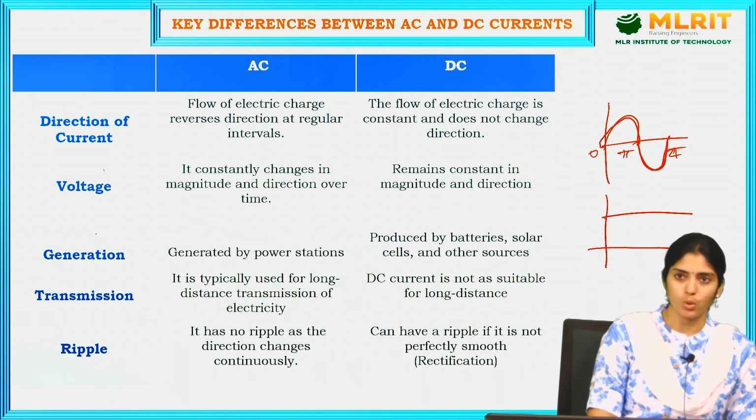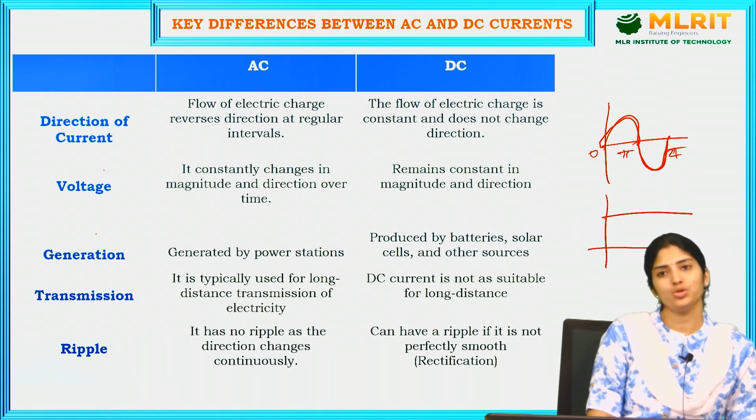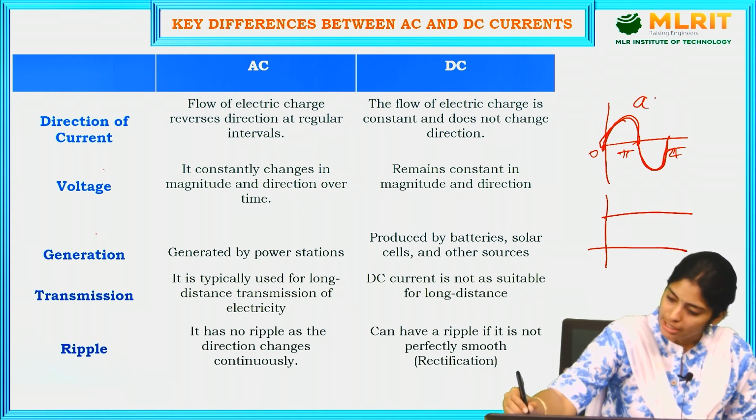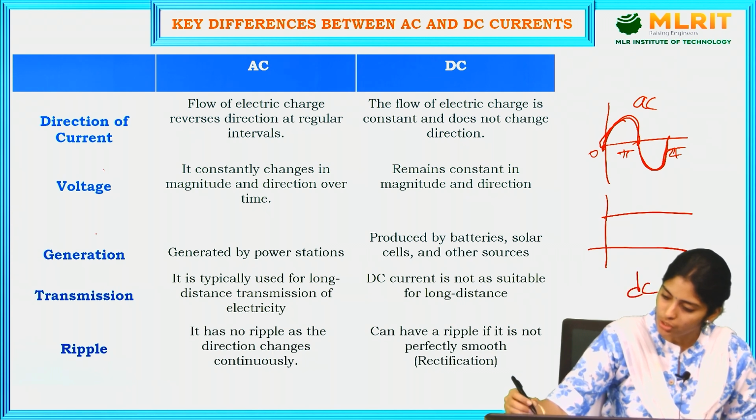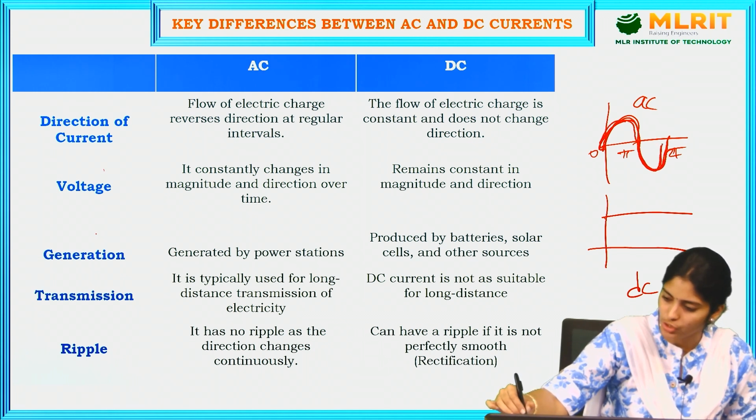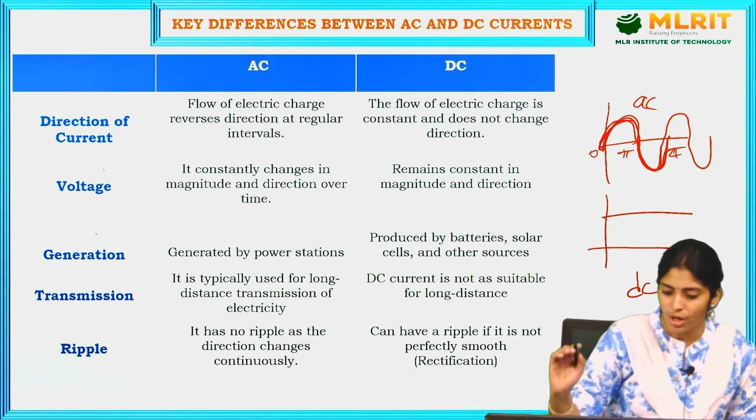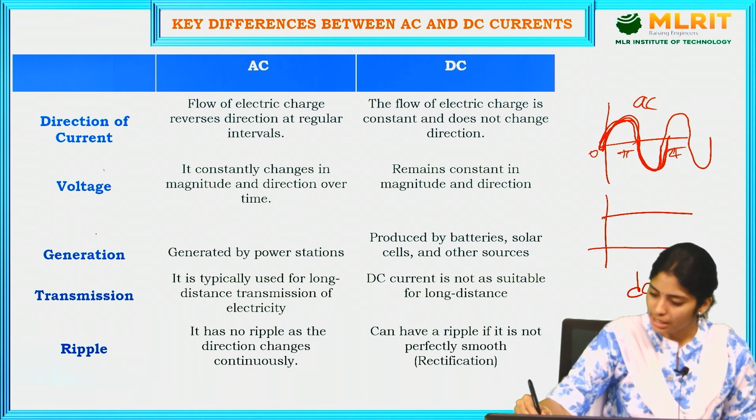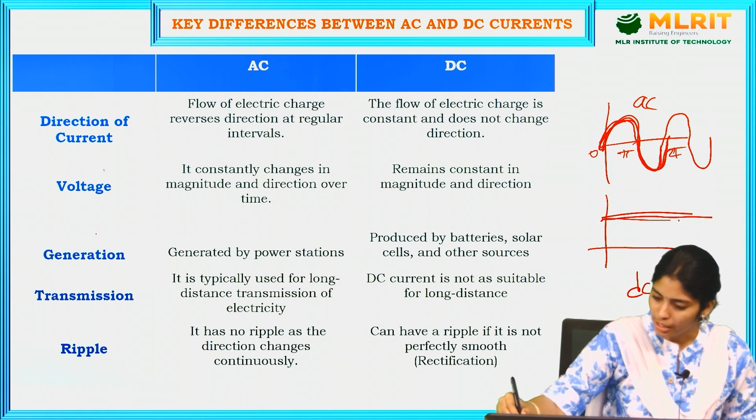Next one was voltage. Voltage in AC constantly changes magnitude and direction. Why? Because as we see in this waveform, this is AC and this is DC. As we observe the AC waveform, it constantly changes magnitude and direction. It flows in this direction, later comes to this direction, later flows again this direction, and later comes in this direction. So it keeps on changing its magnitude and direction. But in DC, there is a constant flow of current.